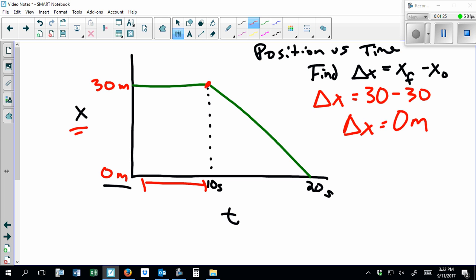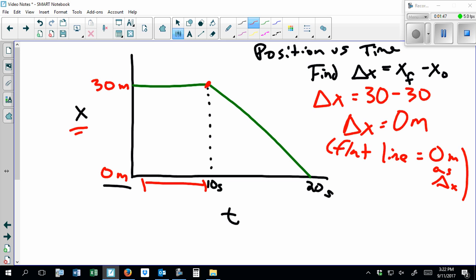And you'll notice that that is a flat line. So flat sections of this type of graph, not flat sign, flat line, means 0 meters as your displacement. So if you have a flat section of one of these position time graphs, you are not moving, right? We're staying constant at that exact same position.